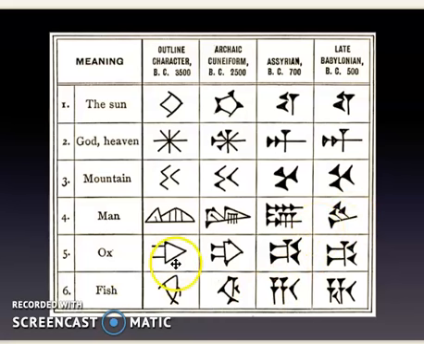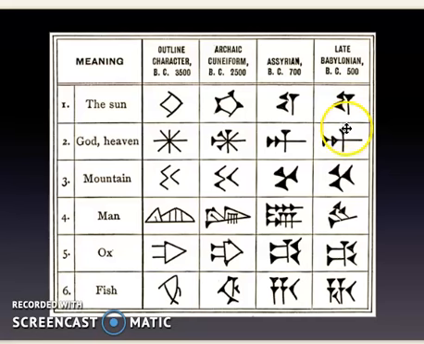Ox, I think, is interesting because the end shape of an ox is very similar to the beginning shape of it. And then you have fish. So those are just examples of how they progressed through time. Okay, so they progressed from one shape in the pictograph over to fully into cuneiform without any kind of pictograph there.